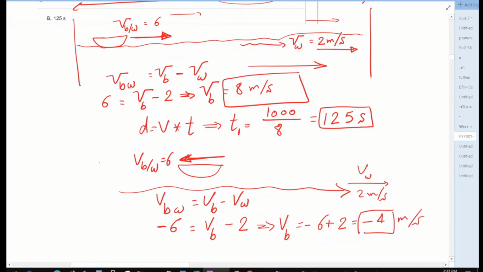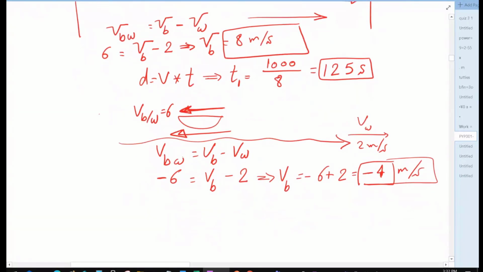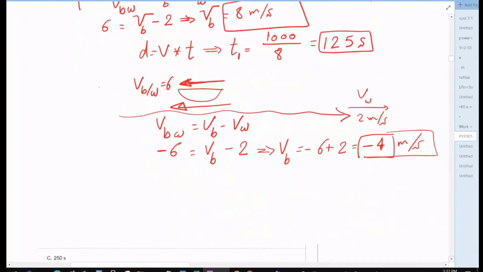So the real velocity of the boat is -4, meaning that this boat moves to the left at a speed of 4. The velocity is -4, the speed is 4. So I will do the same. The distance also equals V times T. So the time T2 equals the distance, which is 1000 meters, divided by the speed 4, gives us what?